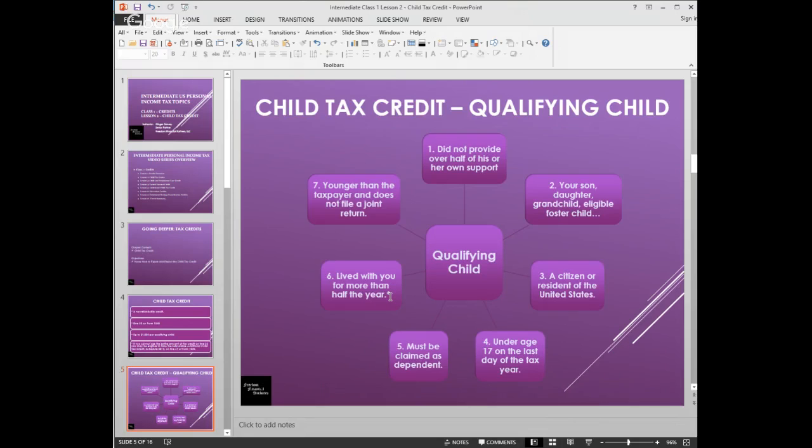Also, there's another requirement that for the child tax credit, they must be younger than the taxpayer and not filing a joint return. So you have a couple of new things with the child tax credit. One, they need to be a citizen of the United States. Two, they need to be under the age of 17. Also, they must be younger than the taxpayer or the spouse if married filing jointly, as well as for this particular credit, it must be claimed as a dependent on the return.